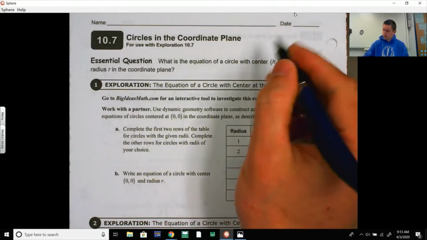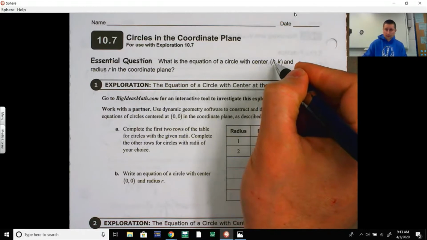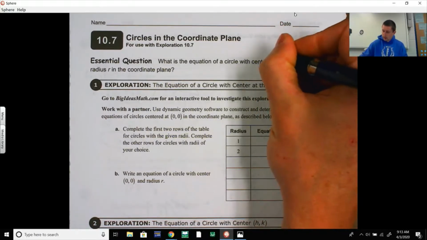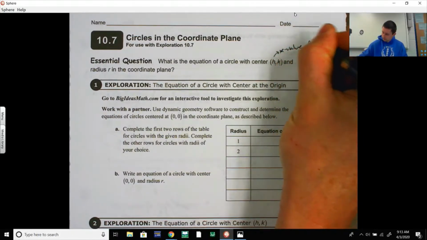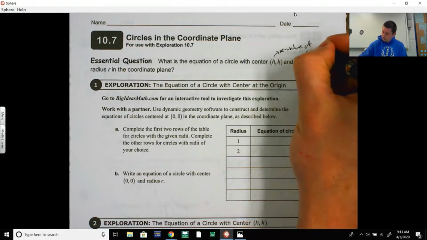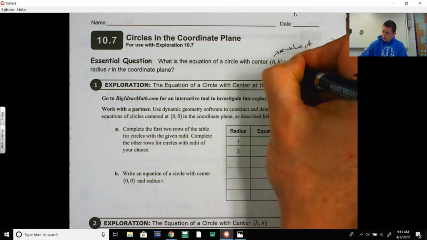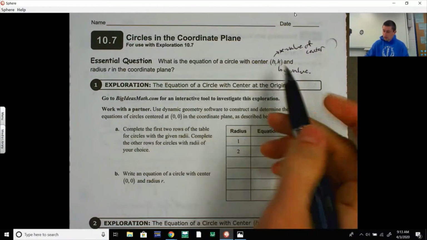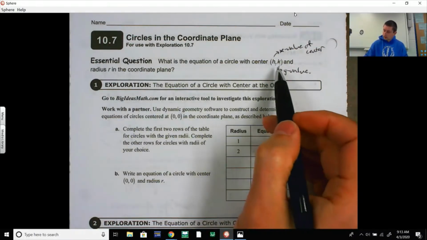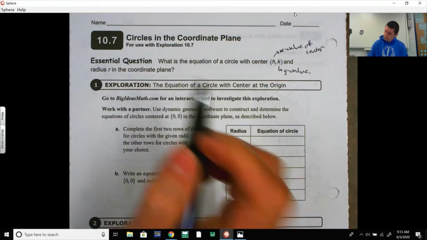The center of the circle, the labels given to the center are h and k. So h is the x value of the center. This is page 308. K is the y value of the center. Okay? So when they give h and k, those are going to be two variables we're going to see come up here. And the radius is r.